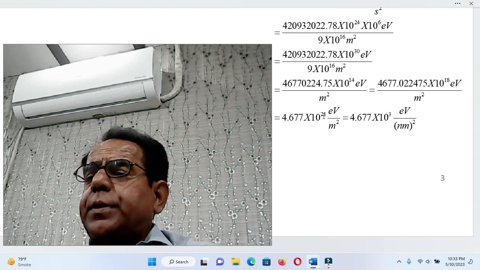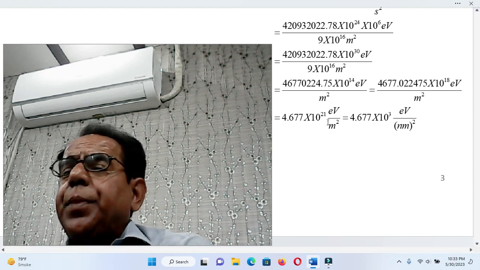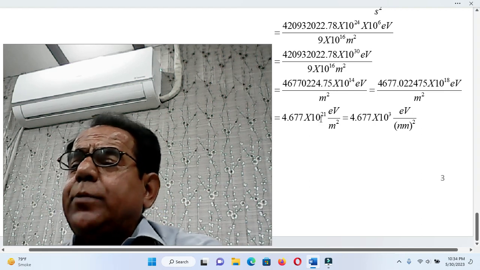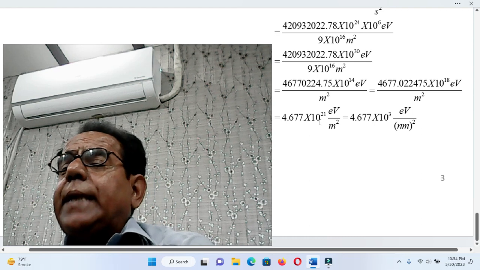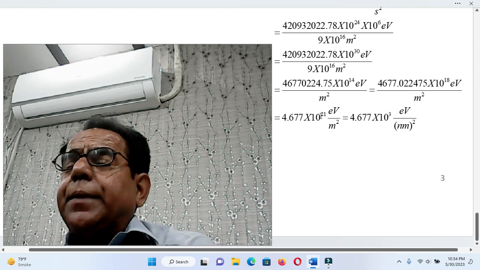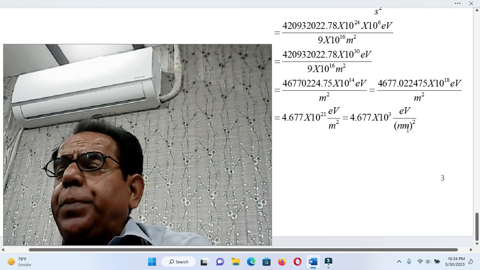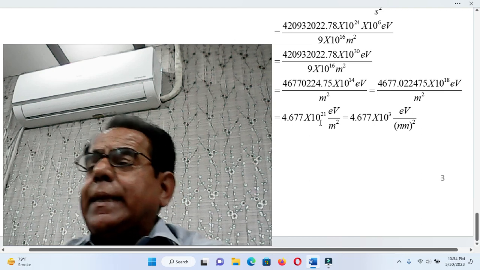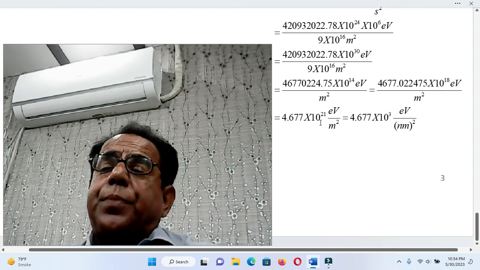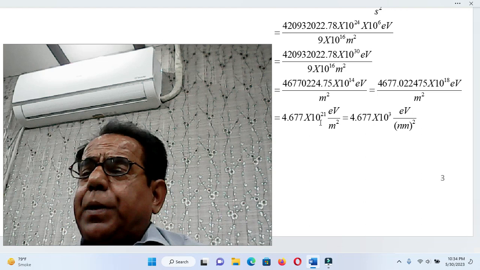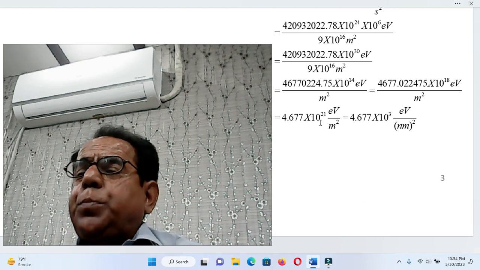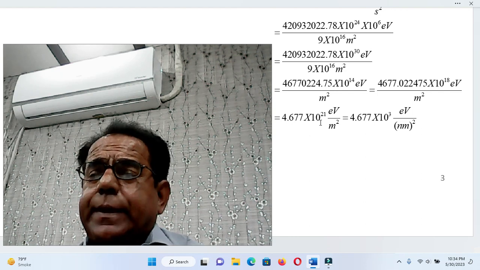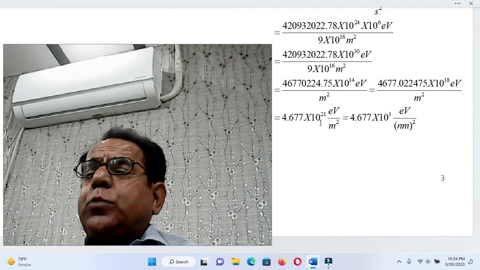nano square. Okay, because out of this 10 raised to the power 21, 10 raised to the power 18, if written in the denominator, then it will be along with sign minus, that is 10 raised to the power minus 18, and we can write 10 raised to the power minus 18 as 10 raised to the power minus 9 into 10 raised to the power minus 9, and we know that 10 raised to the power minus 9 is equal to nano.